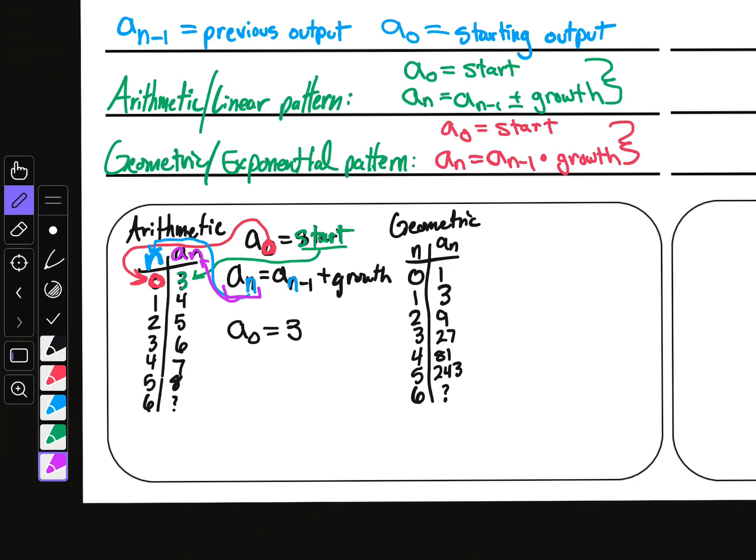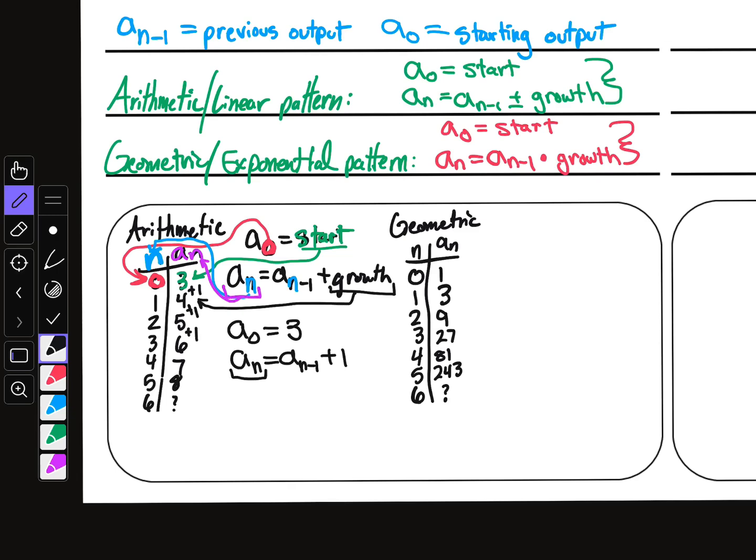Now the growth here is represented by our growth here, which we're adding 1 each time, right? So that would be our growth. So to write my next part of the equation, I'd go a sub n equals a sub n minus 1, and then we're adding 1 each time, okay? And that would be my formula. It's got the start, and it's got the growth, okay?